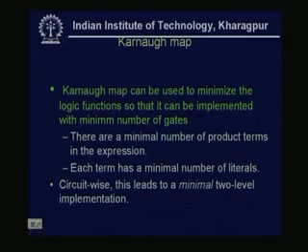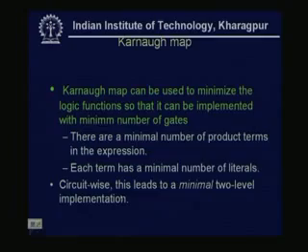And if we consider the circuit, always we have seen that if a Boolean expression is given, some truth table is possible, and if truth tables are possible, then an AND OR realization is always possible. So, circuit wise this leads to a minimal 2-level implementation, and that is why this is very important in digital circuit design.